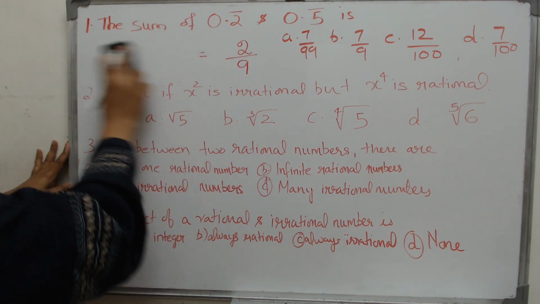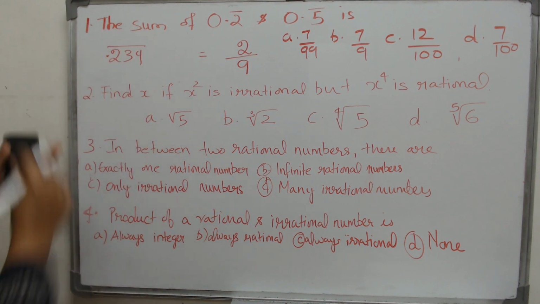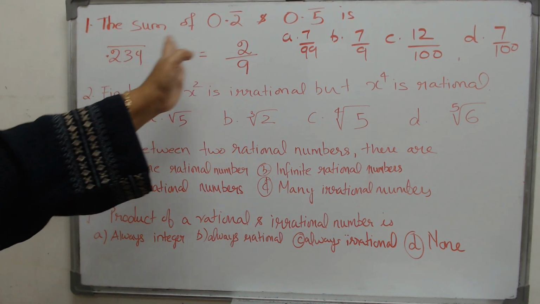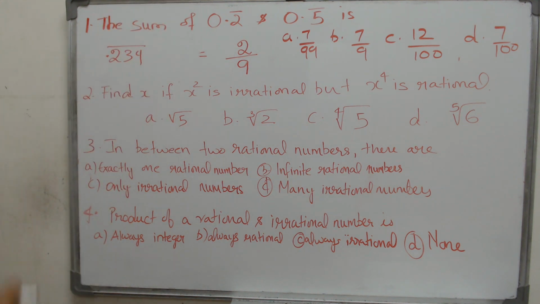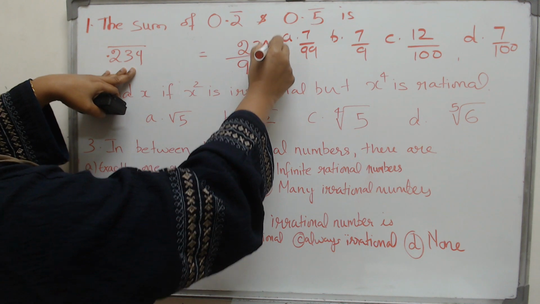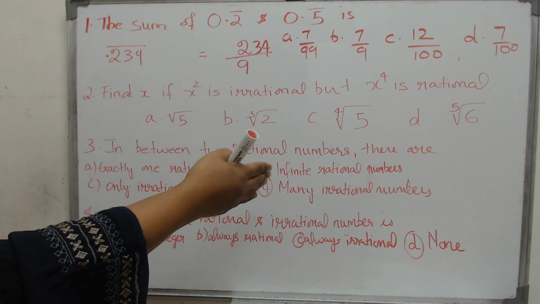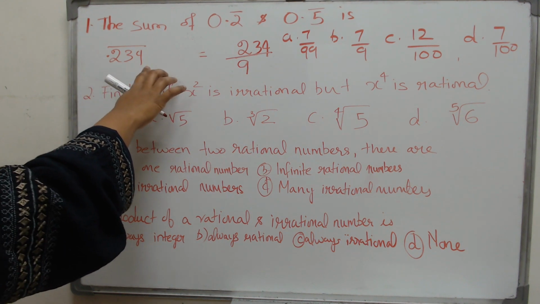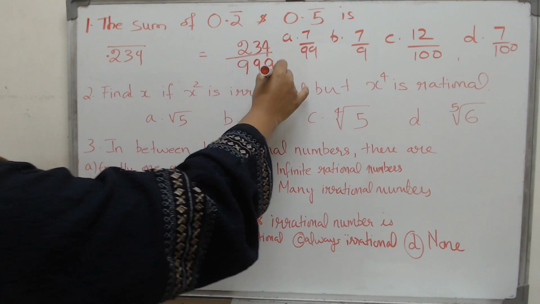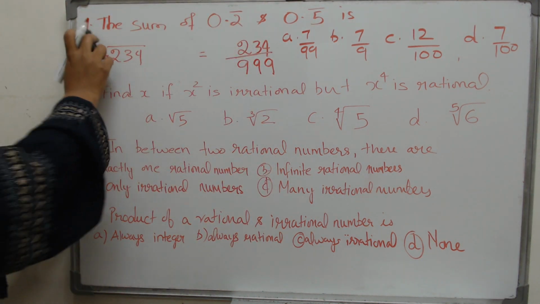So for example, if this is 0.234, it keeps on repeating 0.234, 234, 234. Then how will you express this as a rational number? Whatever comes in the decimal place, write it as it is. And how many numbers are getting repeated? 3 numbers are getting repeated. That means that many nines you have to write. This is how you write it in the rational number form.